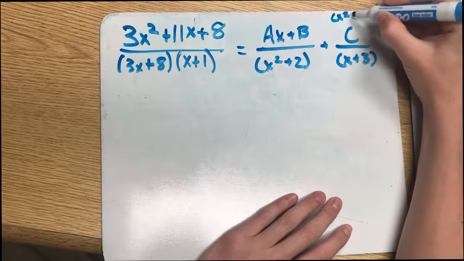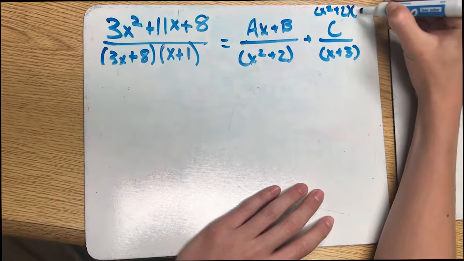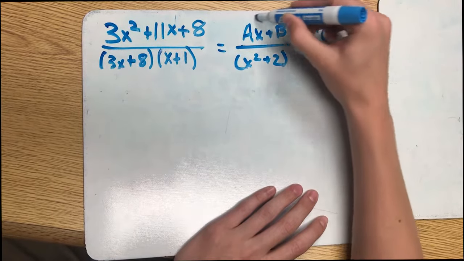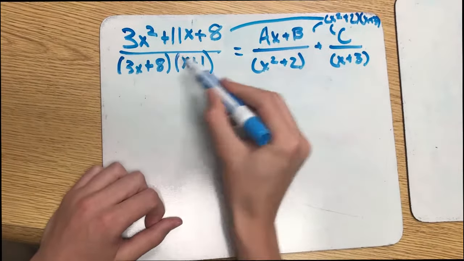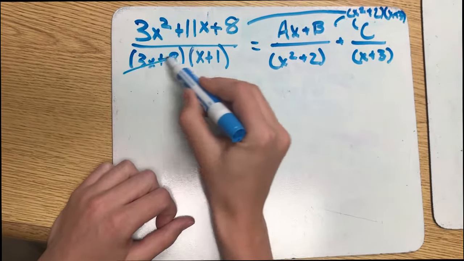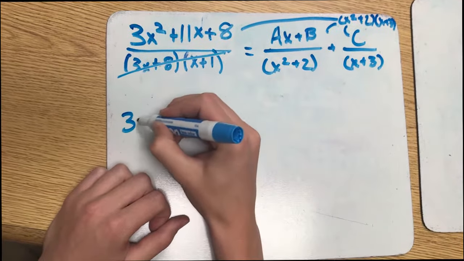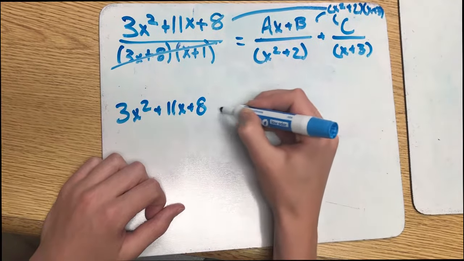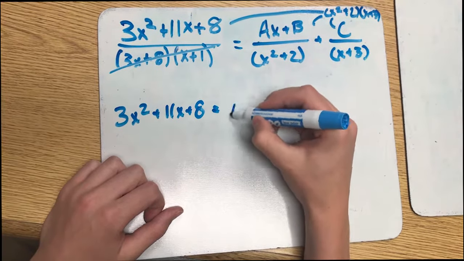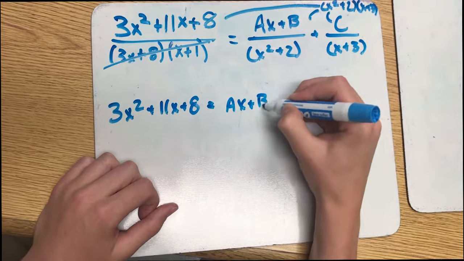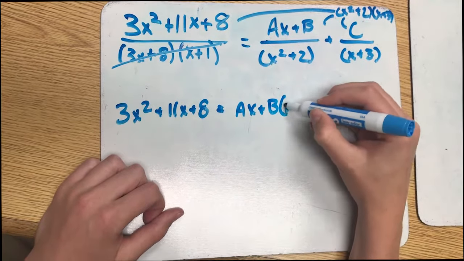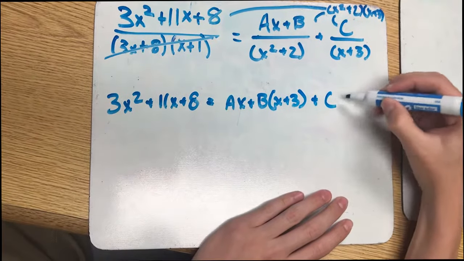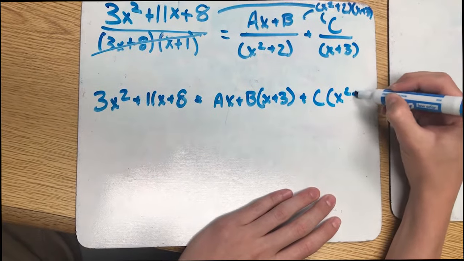The next step that we have to do is multiply by the common denominator for everything. So first we have to distribute it into c, ax plus b, and the entire thing. Alright, so the denominator cancels with the common factor on the left side, leaving just 3x squared plus 11x plus 8, while for ax plus b is going to be ax plus b times x plus 3, and c is going to be c times x squared plus 2.